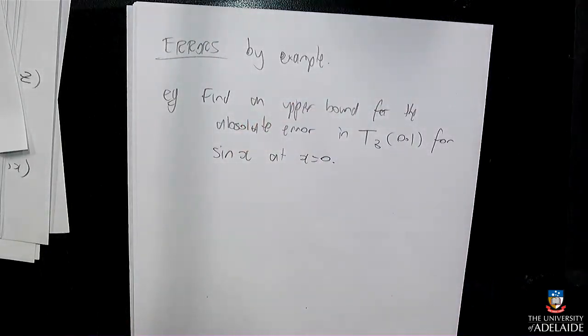So I need to find an upper bound for the absolute error. When I say absolute error, that means the absolute value of the error, because the error could be positive or negative depending on whether the Taylor polynomial is above or below the correct answer. So I'm just going to do the absolute value of that. I need to first find what T3 is. I don't technically need to find what T3 is to do this, but the formula for the error uses the next derivative after the one that I used to get T3. So I'm going to have to do all the derivatives to get there.